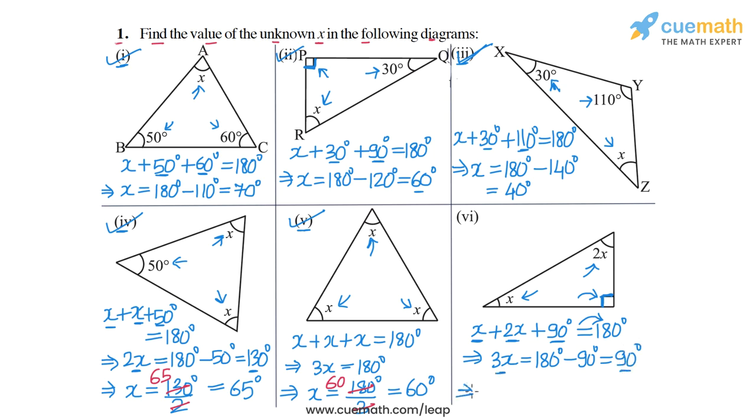So then we divide by 3 on both sides, and therefore we will get x is 90 by 3, and 90 degrees by 3 will be 30 degrees. So x will come out to be equal to 30 degrees. So this is the answer for part 6, and with this we have completed question number 1.